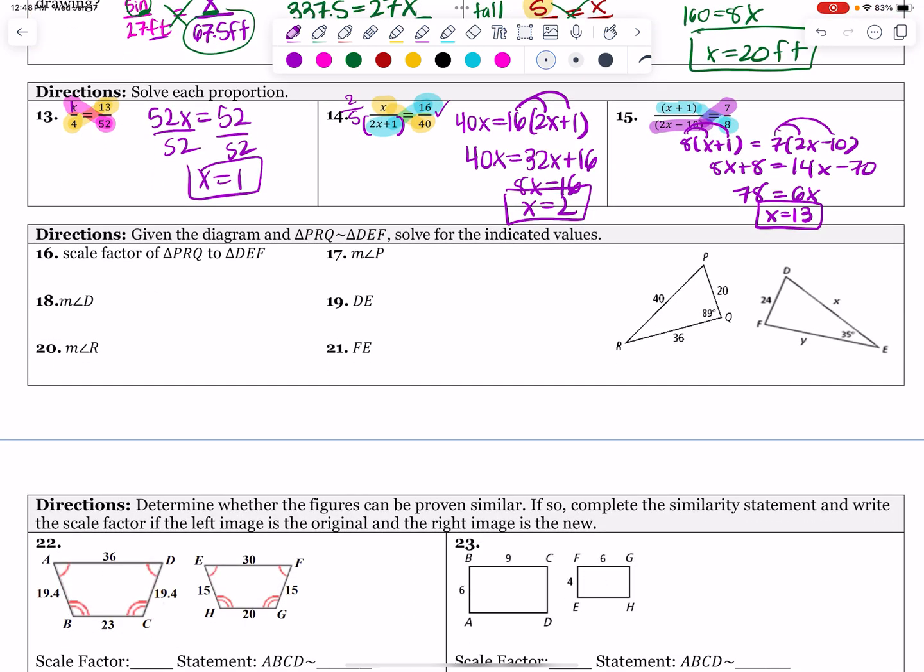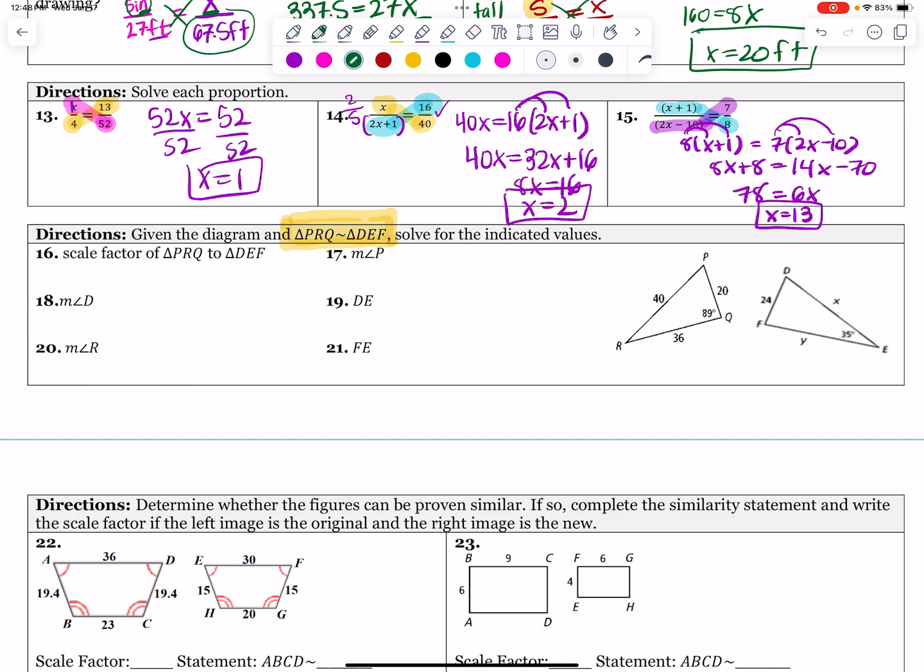We are given, so this is important. It's kind of like the very first step of our proofs. It is given to us that triangle PRQ is similar to DEF. So it's not saying that they're congruent, it's saying that they're similar, which means that all of their angles are the same, but their sides are proportional to each other.